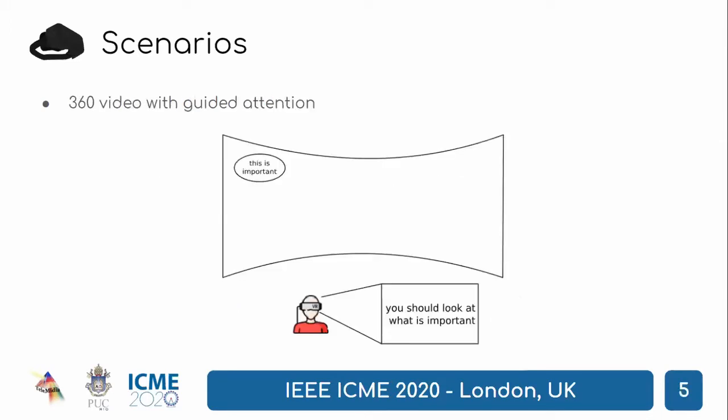In the third scenario, 360 video with guided attention, the 360 video has a recommended region to look at. Whenever the user is not looking at the recommended region, there could be elements to guide his attention. Besides visual cues, spatial audio cues are also important in virtual environments and can help in guiding the user's attention.